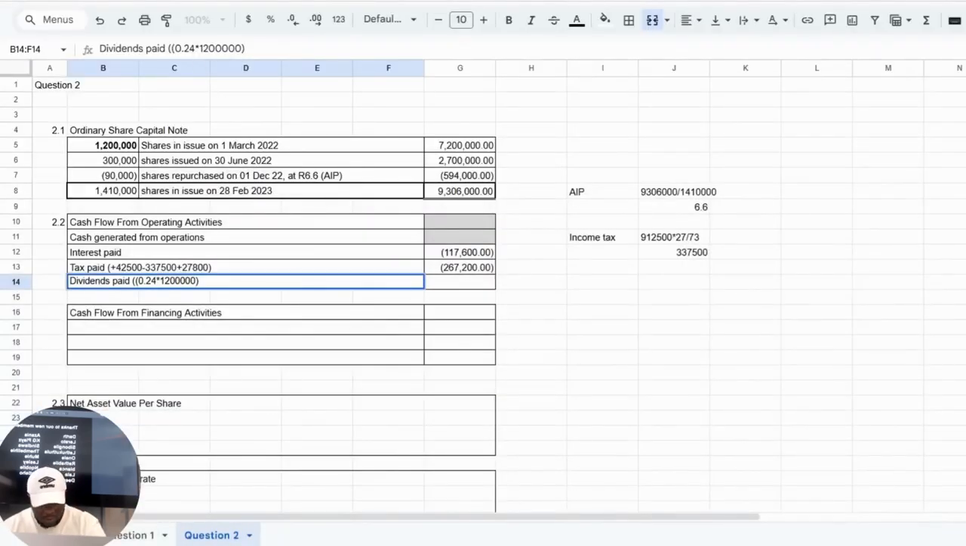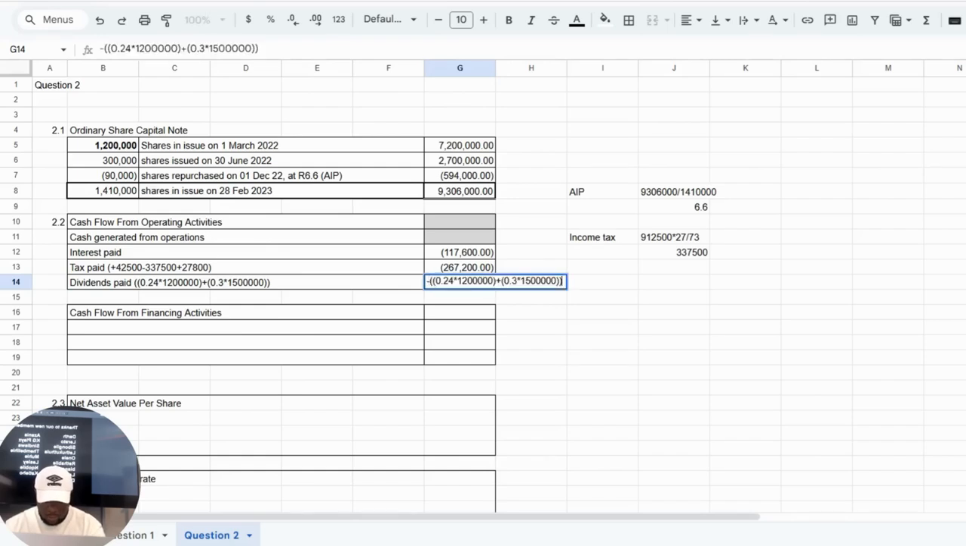So we're going to say, plus 30 cents, or 0.3 multiplied by 1,500,000. So then for our dividends paid, we would have a total of how much? Let's say this works out to, okay, let me put the equal sign there, 738,000, and that pretty much concludes our shareholders for dividends.